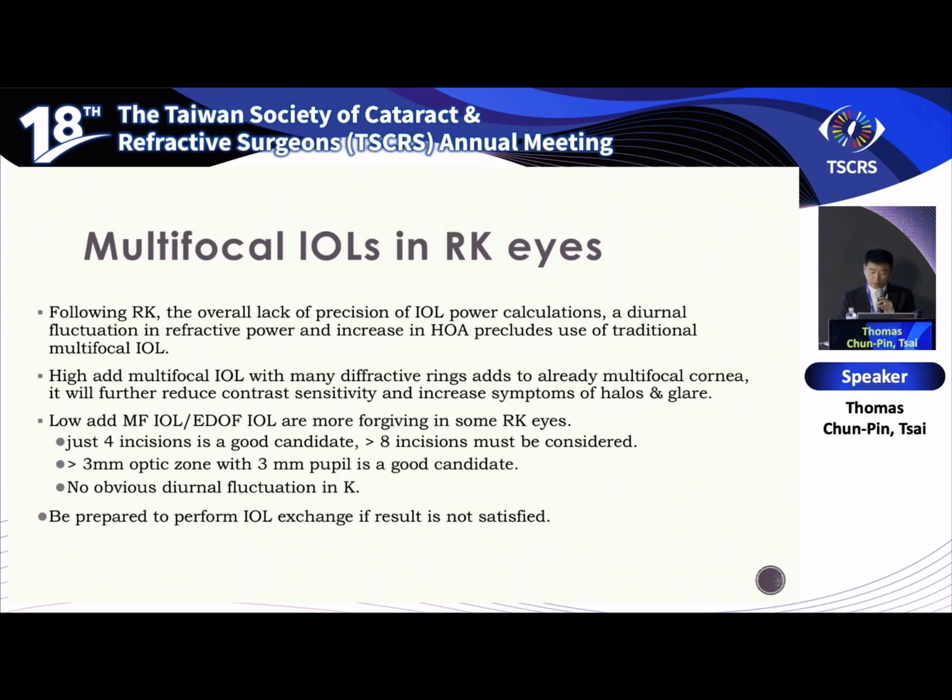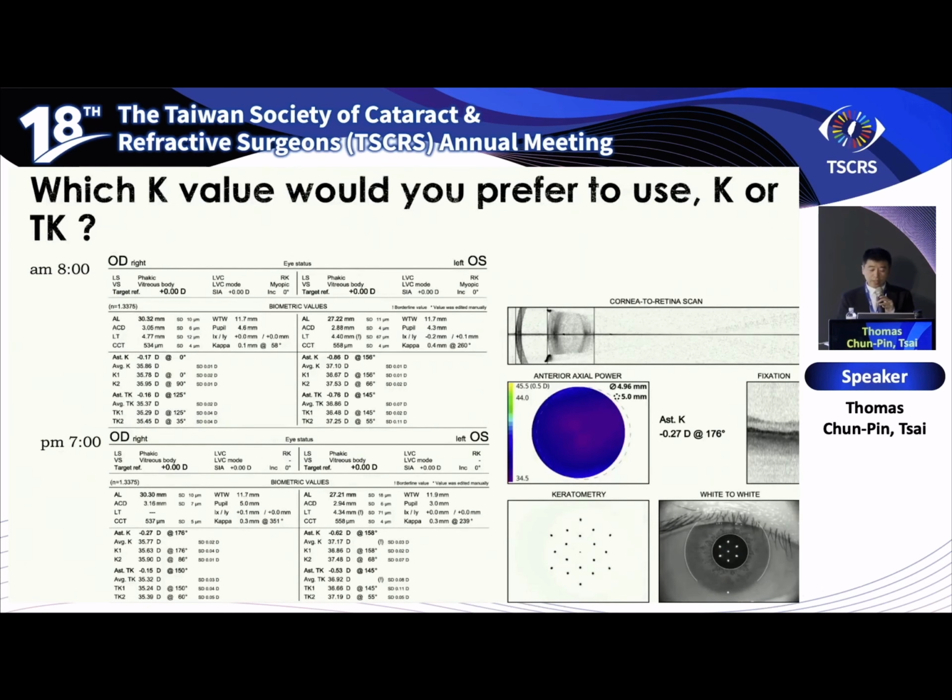If you have a larger optic zone with a normal pupil size, it is a good candidate. No obvious diurnal fluctuation in K reading means it's a relatively stable cornea. Be prepared to perform IOL exchange if the result is not satisfactory. This is the IOLMaster 700 data of this patient.